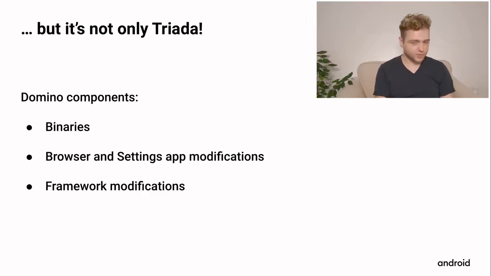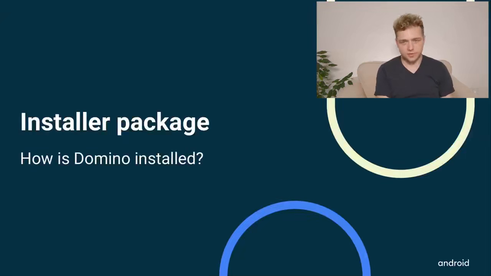There were also modifications done for the AOSP, Android Open Source Project browser app, and the settings app as well. And there were some modifications in the Android framework, and they all worked together to download other apps and also do app fraud. So let's take a look at these modifications and these components. But the first thing we have to look at is the installer package. This will let us know how Domino was installed.